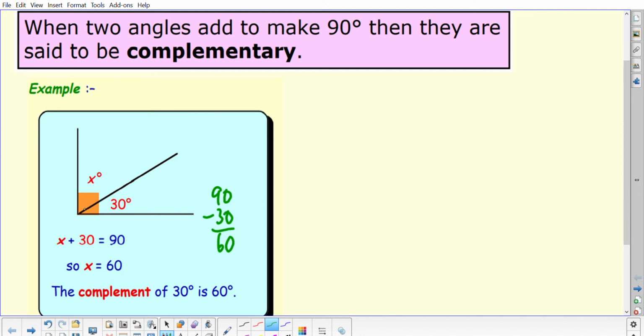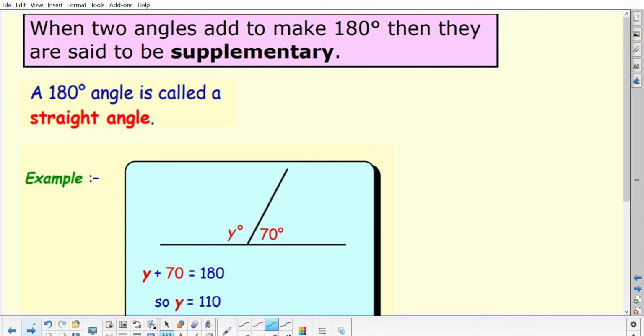If you can see two angles or more have been fitted together to make a square, a right angle like this, then you know they need to add to make 90 degrees. The second angle fact that we looked at was the angle for a straight angle, or the angles that fit together to make a straight line. When they fit together to make a straight angle or a straight line in this way, we know that they need to add up to 180. So when two angles add to make 180, they are said to be supplementary angles.